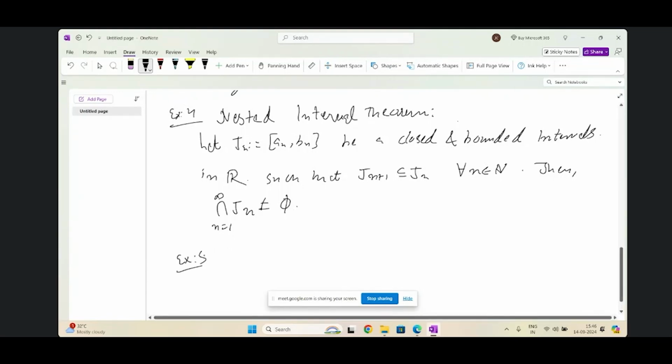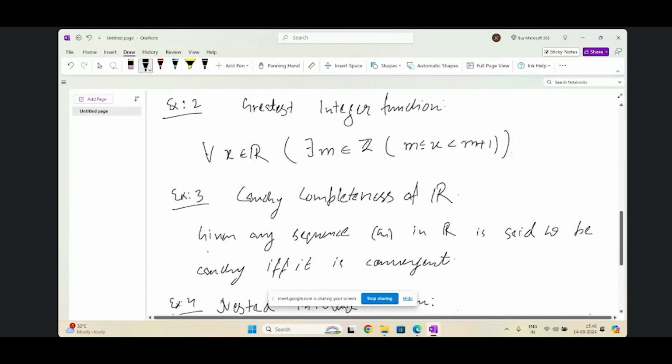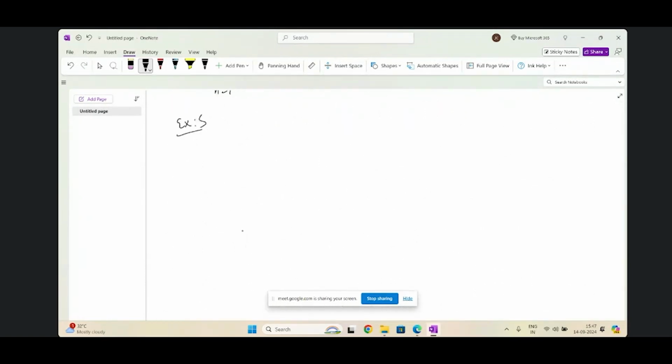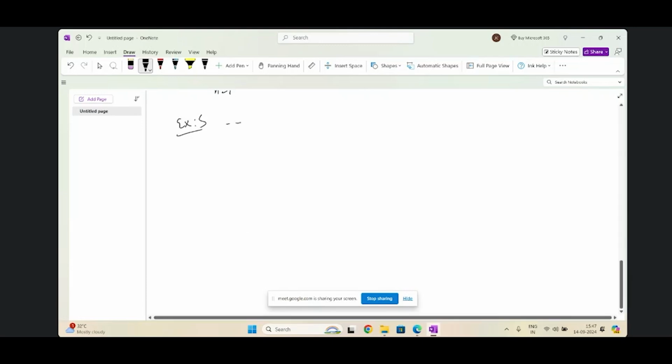Any more example? Nested interval theorem we have, Cauchy completeness so far. So basically we have the GLB property. It can also be proved. It is the equivalent version of the LUB property, the GLB property of R. Basically we have many results in real analysis which directly or indirectly depend on the LUB property. I cannot list all of them here. I tried to list a few of them.